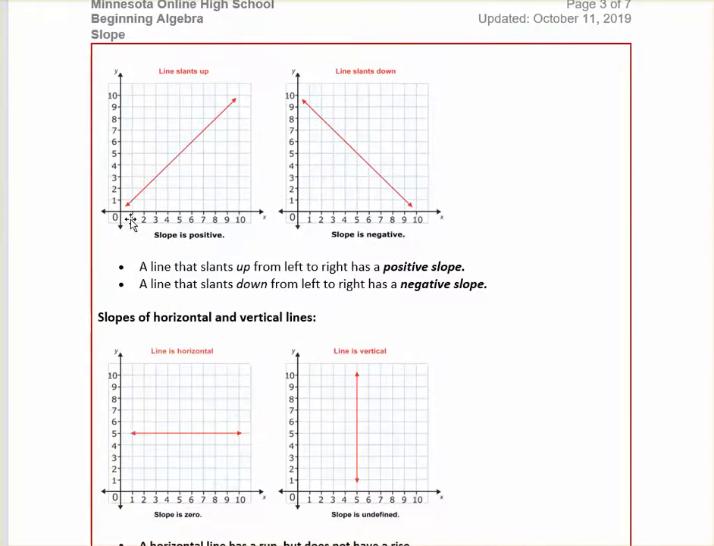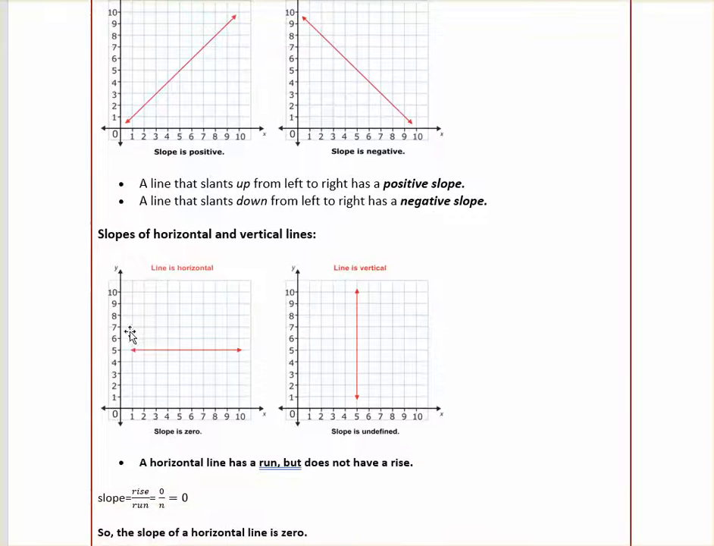So we have positive slopes, where we start at usually the lower left and go up, that's a positive slope. We have negative slopes, where if you start at the left, you go down. We have slopes of horizontal lines. All of those have a slope of 0.